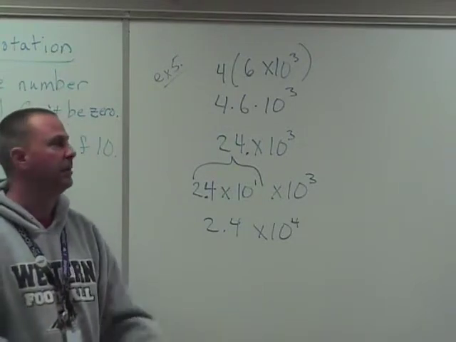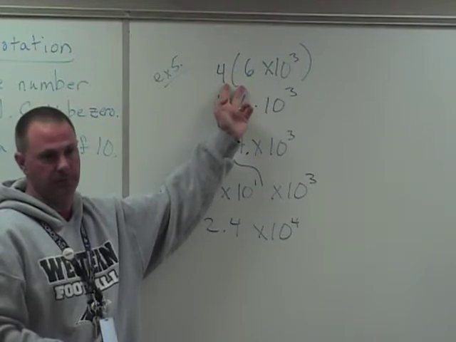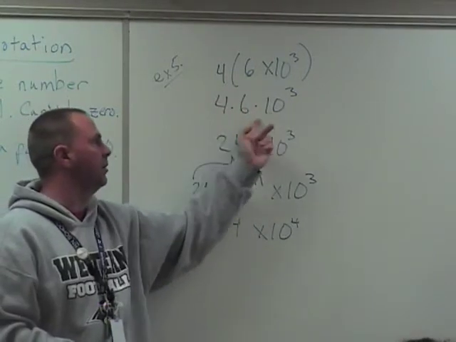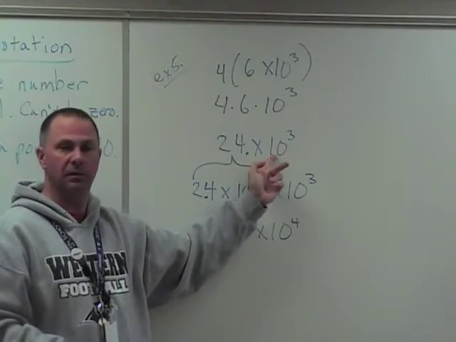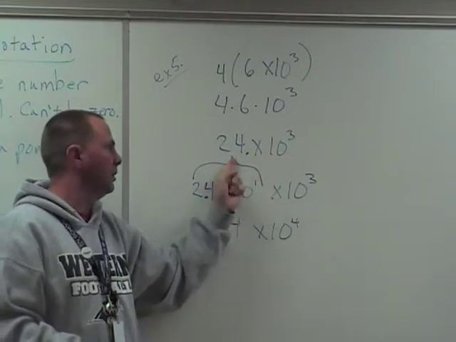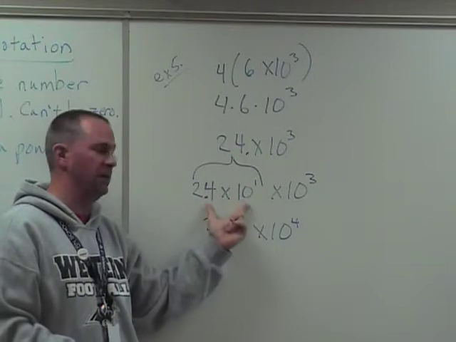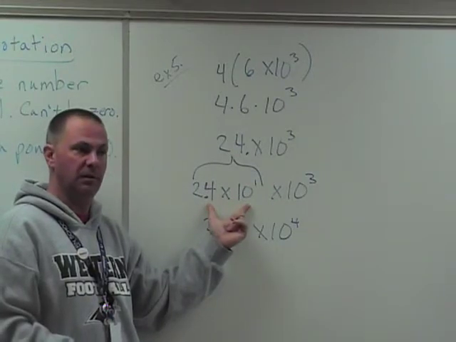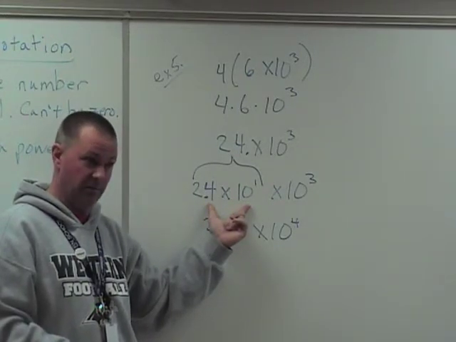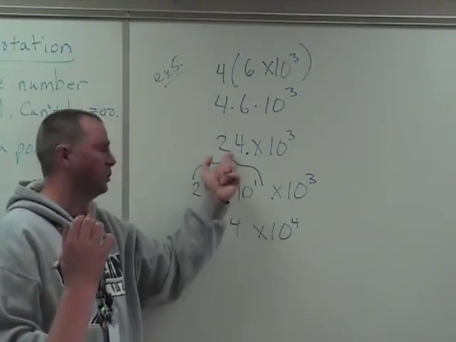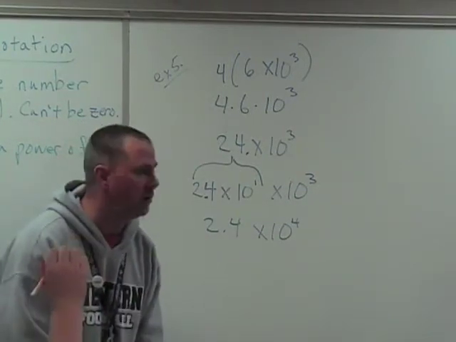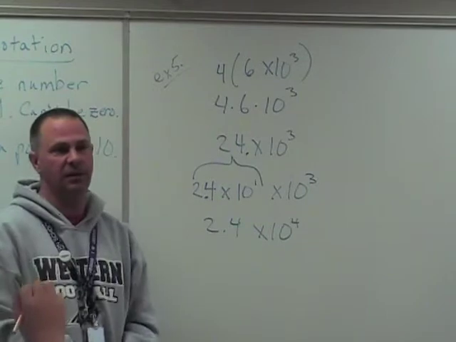Step 1, multiply these 2 numbers. Rewrite the problem. 24 times 10 to the third. Step 2, if this is not a scientific notated number, you must make it a scientific notated number. Okay? Is 24 in scientific notation? No, then you must make it scientific notation.